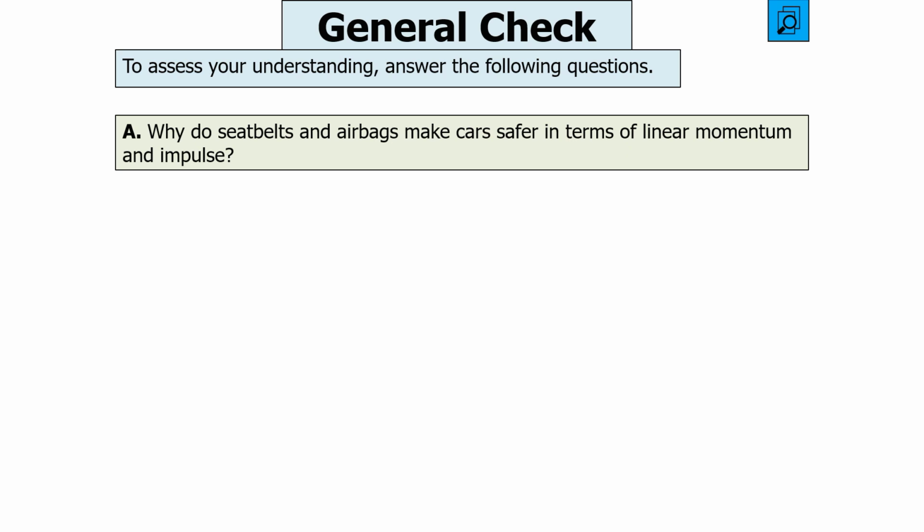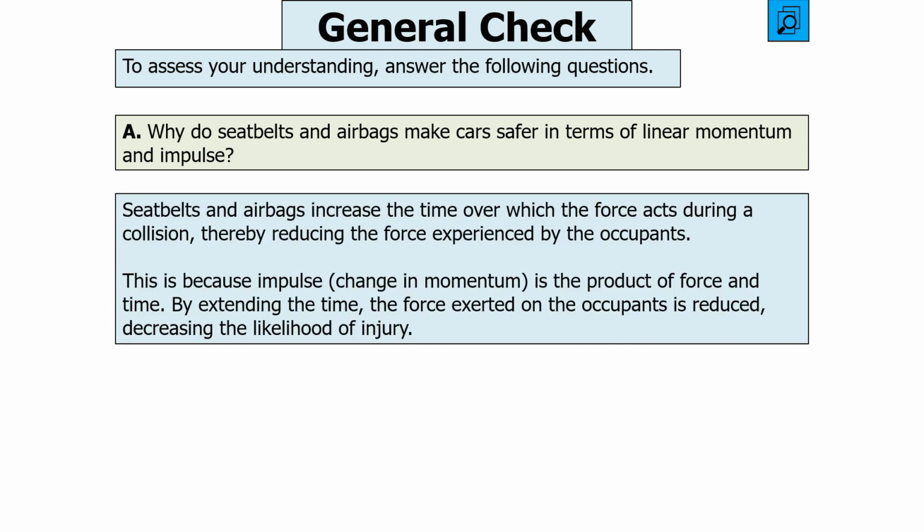Why do seatbelts and airbags make cars safer in terms of linear momentum and impulse? So pause the video now, then unpause the video when you want to go through your answer. Seatbelts and airbags increase the time over which a force acts during a collision, thereby reducing the force experienced by the object. This is because impulse, the change in momentum, is the product of force and time. By extending the time, the force exerted on the occupants is reduced, decreasing the likelihood of injury.